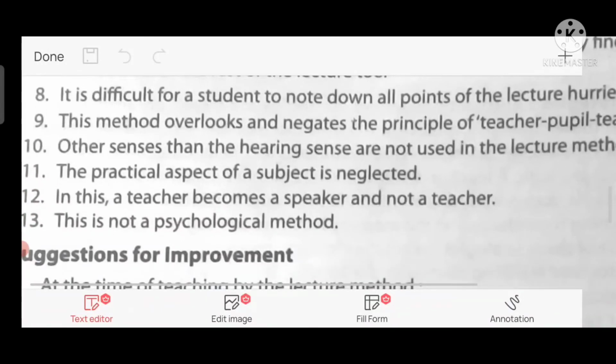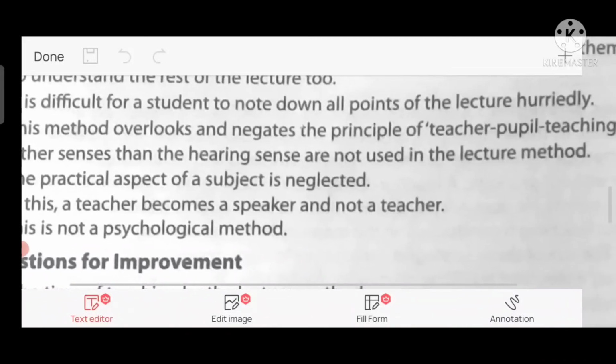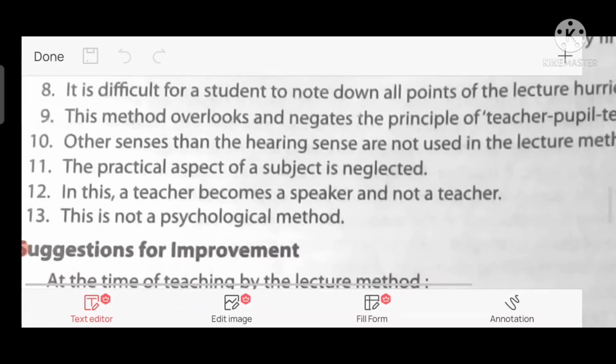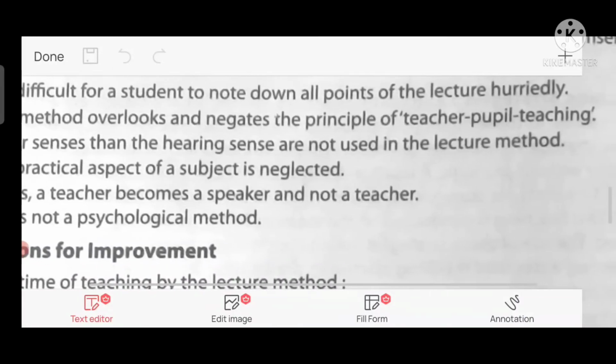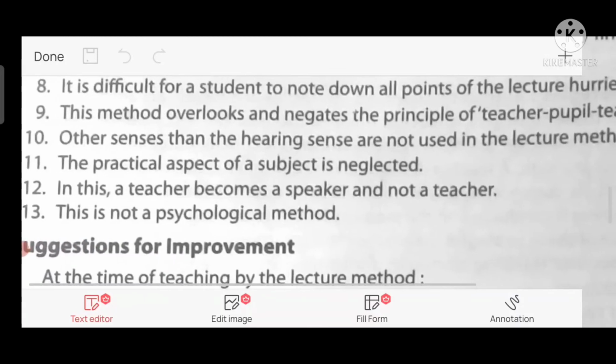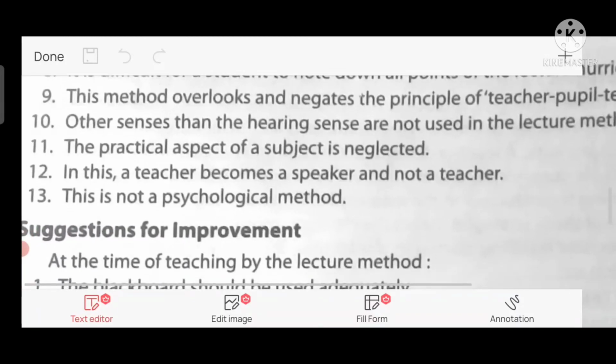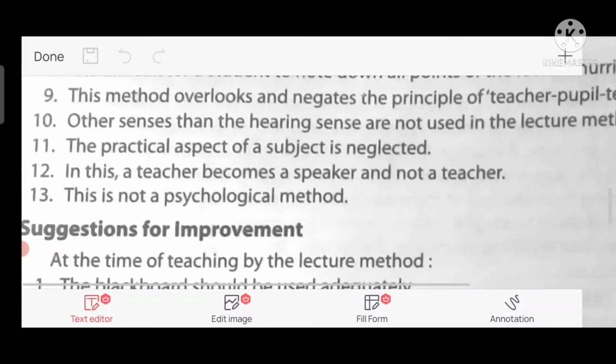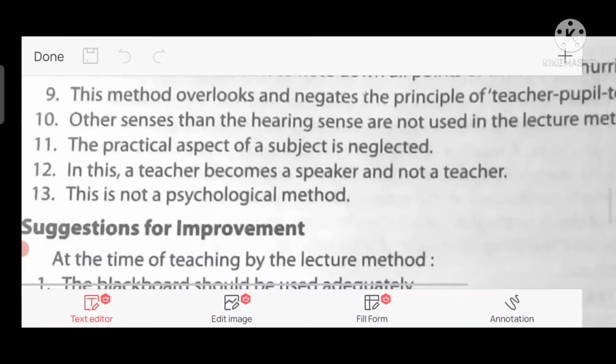Point number 8, it is difficult for a student to note down all points of the lecture hurriedly. Point number 9, this method overlooks and negates the principles of teacher-pupil teaching. After that, senses other than the hearing sense are not used in the lecture method. Another point, the practical aspect of a subject is neglected.